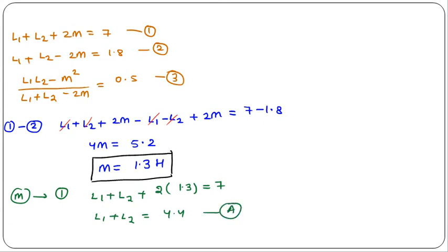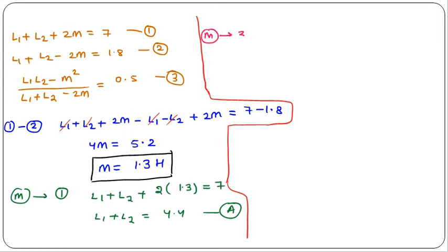So suppose this is equation A. Now we will substitute this m value in equation 3. If you see this third equation, its denominator is exactly the second equation, that is L1 plus L2 minus of 2m, and the value of the denominator we know, that is 1.8. So we can say that L1 into L2 minus of m square will be equal to 0.5 into 1.8. So this will give L1 L2 minus of m square equal to 0.9.